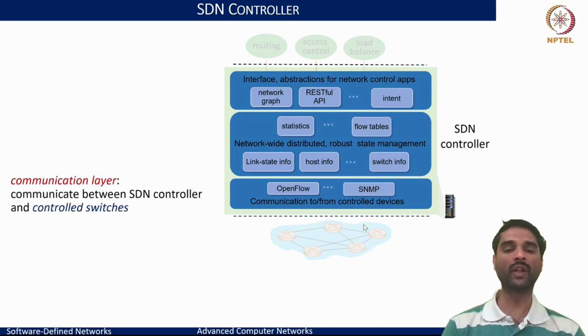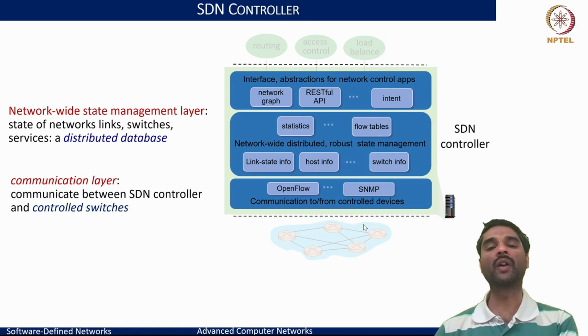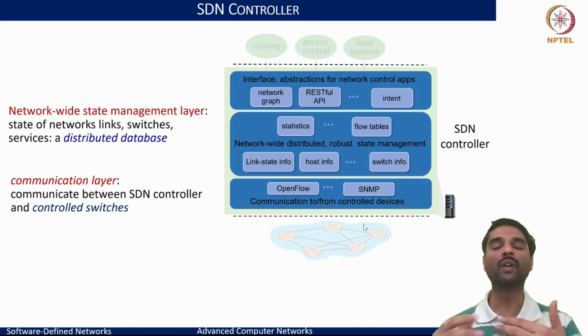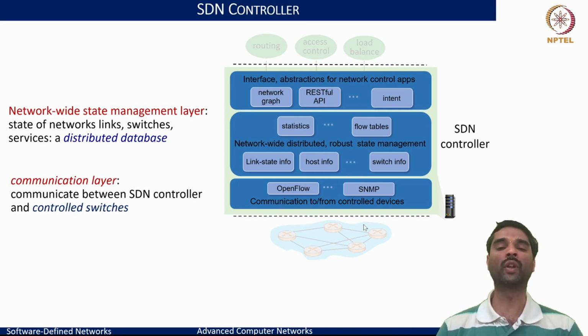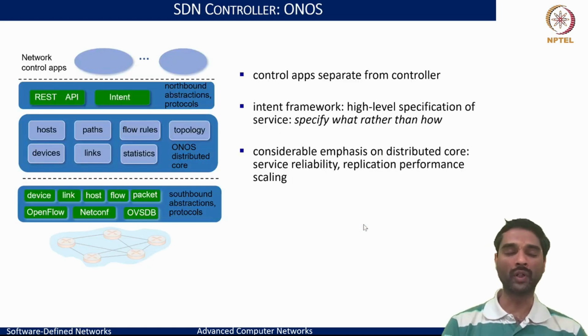So we looked at the key communication layer, which is between the SDN controller and the control switches. And I spoke about how this network-wide state management could be done. In fact, here you can think of having these states set up as a distributed database, wherein multiple of these network operating systems can update the same database to have a coherent view of the state. And the interface above is exactly the abstractions for the applications to be built. And the most popular SDN controller nowadays is ONOS, the Open Network Operating System.